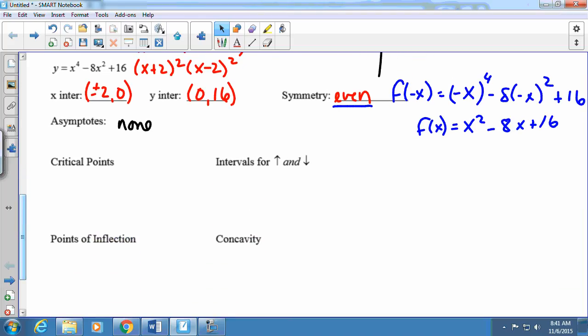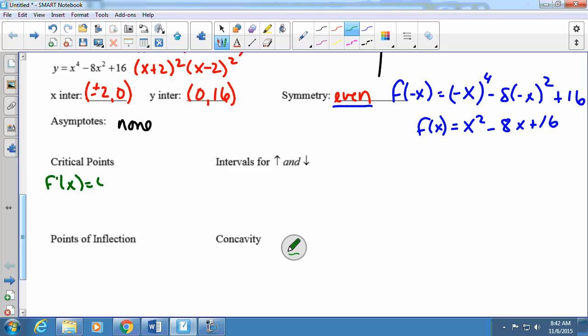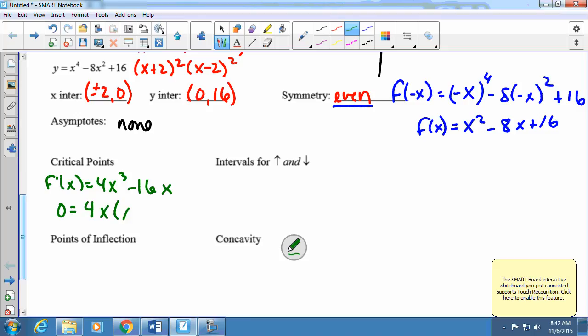All right, critical points. What were you taught to do to find these? What are they, first of all? Possible peaks or troughs, mins or maxes. So I'm going to find f prime. That's 4x cubed minus 16x. Then what do I do with that? I set it equal to 0, take out a 4x, and get x squared minus 4. So I get 4x, x plus 2, and x minus 2.